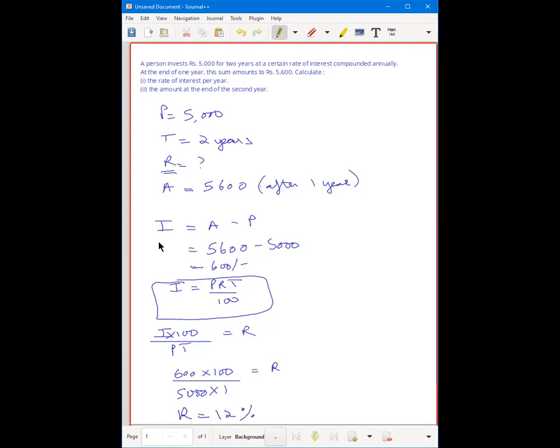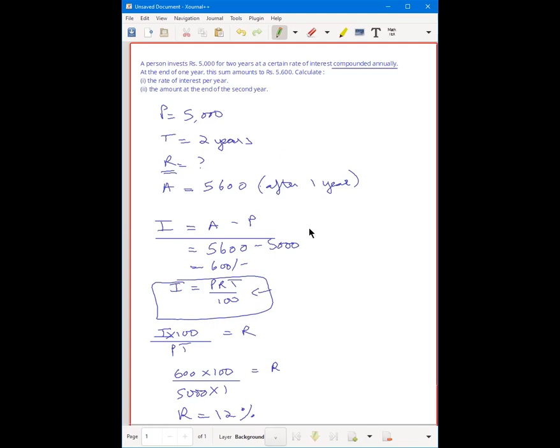Okay. So two formulas you need to remember. I is equal to A minus P, and also R is equal to I into 100 upon PT. So any of these values, P, R, T, can be found out by using this formula here. Now, since this is compound interest annually, you know that the simple interest and the compound interest for the first period or the first year will be the same. Therefore, we can use this formula directly for finding it out.